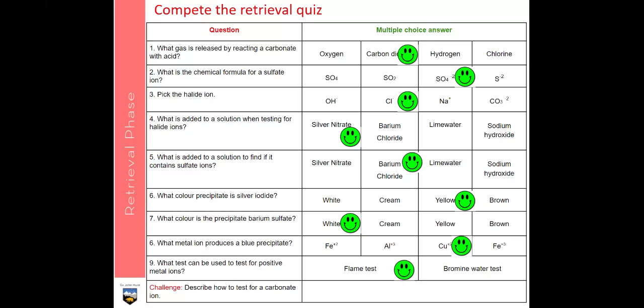Now for the challenge, it said describe how to test for a carbonate ion. Well, you add acid and it should bubble if it is a carbonate, releasing carbon dioxide gas. If you bubble that through lime water, the lime water should turn cloudy.